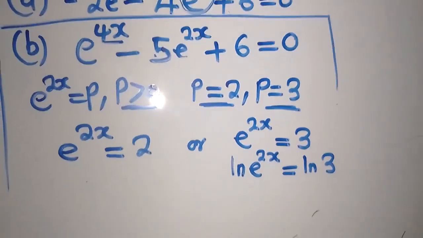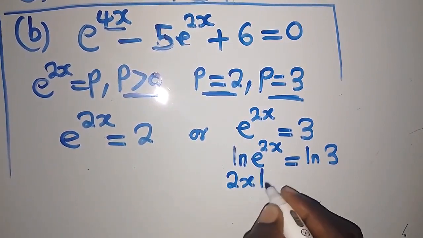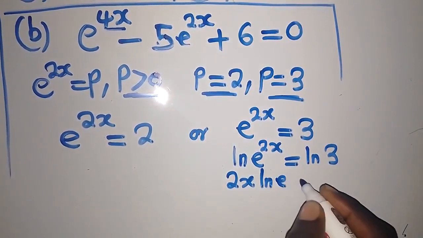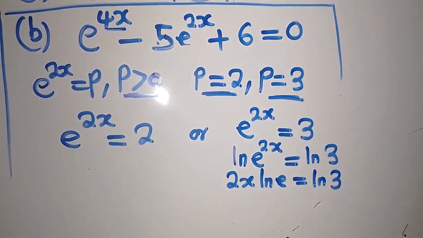So let me do this so that you see properly. I'm going to have 2x ln e, which is equal to ln 3, like this. So with this now, my main key here is to find x. I want to find the value of x.